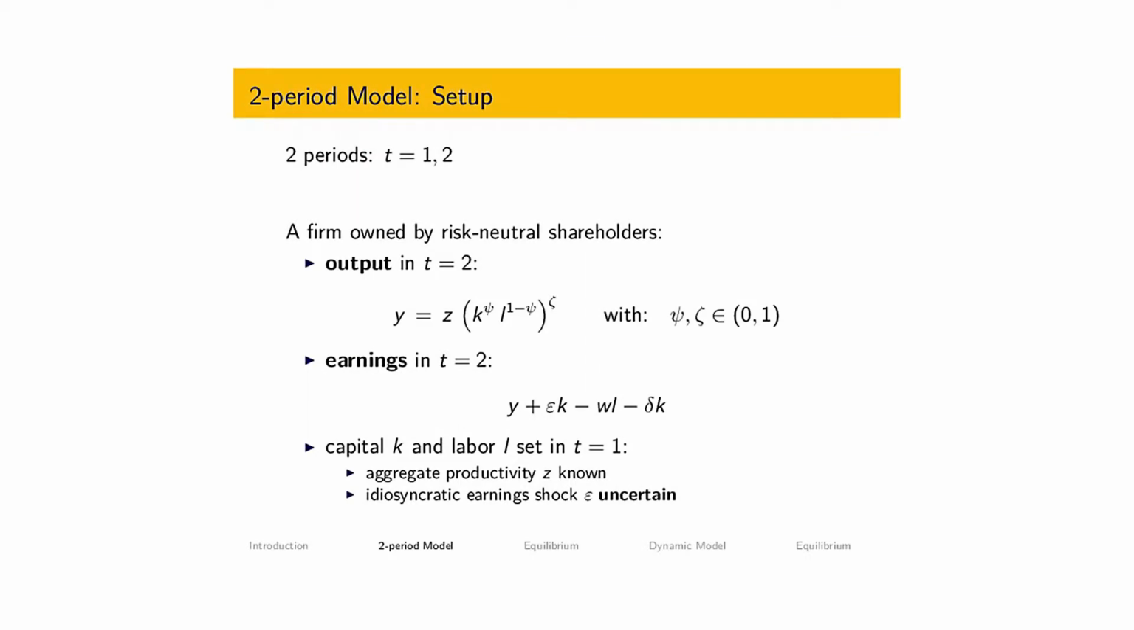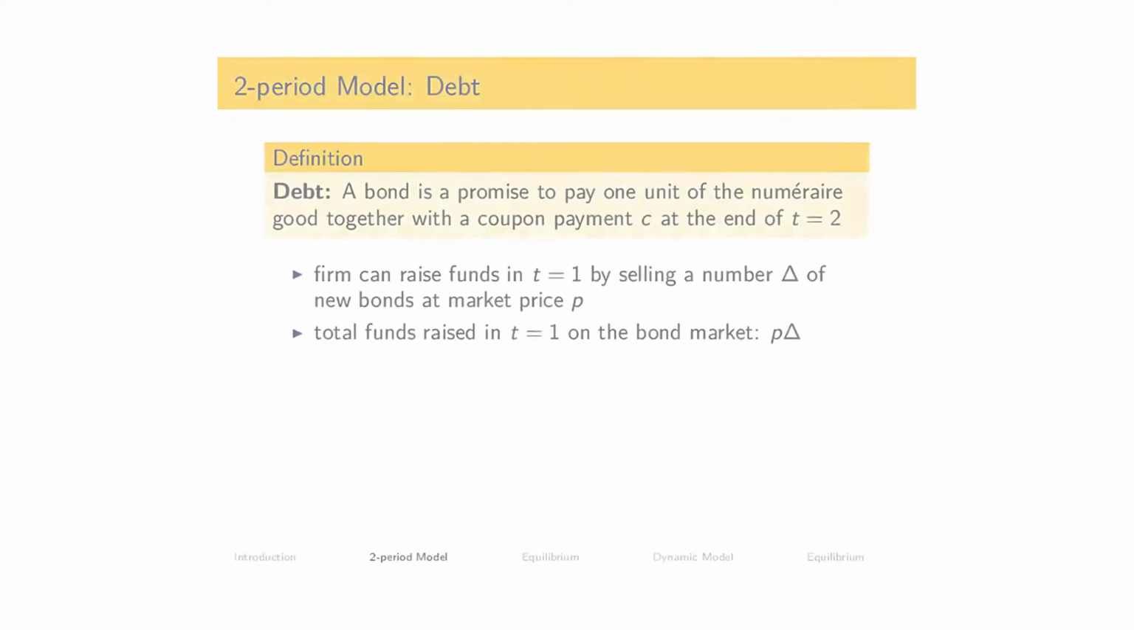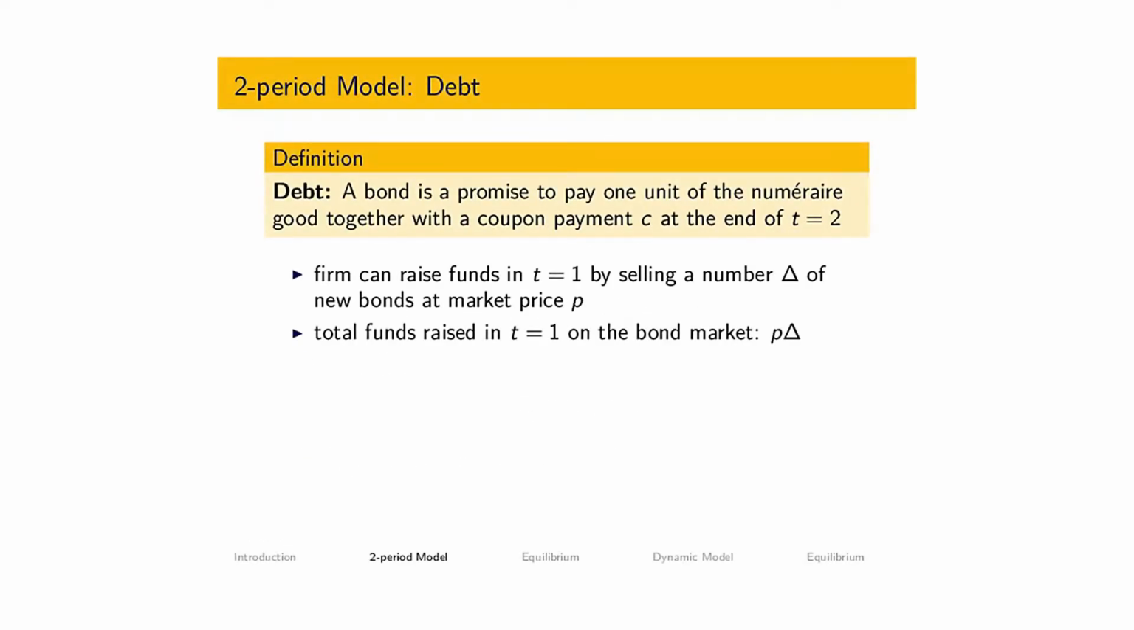Now, the firm only finances capital one period in advance. So there's no working capital idea. The firm only uses financing to finance capital. And it can do so in two ways. One way is debt. So we allow the firm to use debt.